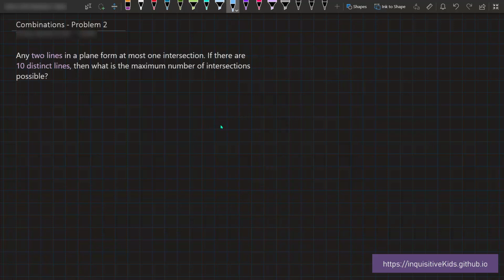In how many ways can we take two lines from 10 distinct lines to form intersections? If you word it like that, it's much easier to write down the combinations for this word problem. Remember, we write combinations in the form of C, N, R, where N is the total and R is the number of objects we're taking out from the total. So in this case, the total is 10, and we're taking out two lines from the total. So here's how we can solve this.